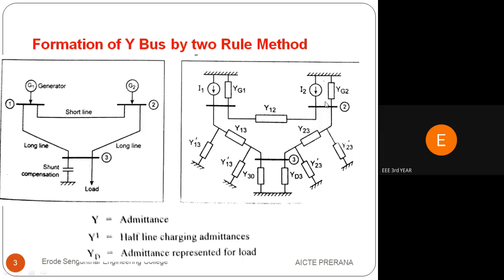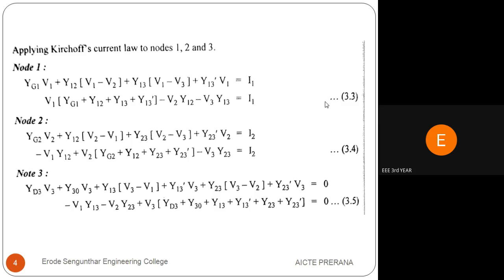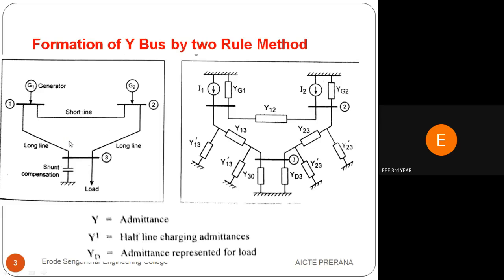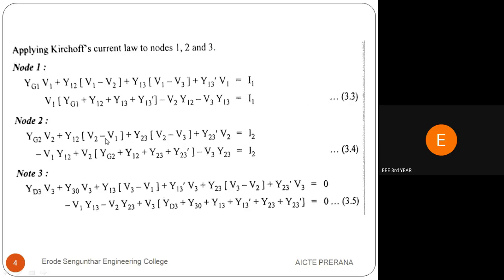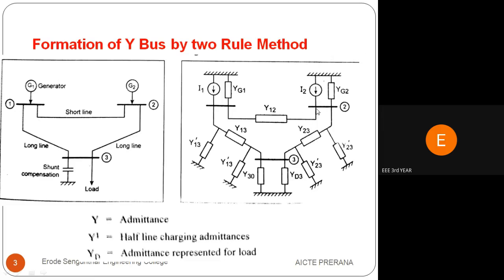The first element is YG2 multiplied with V2. Plus Y12, that is considered the second element, multiplied with V2 minus V1, that is the voltage in the second bus minus the voltage in the first bus. That is, we are considering the second node, so we put V2 first, and then multiply with V1 into Y12.